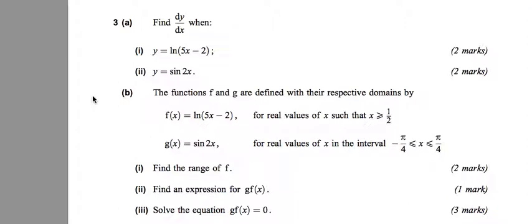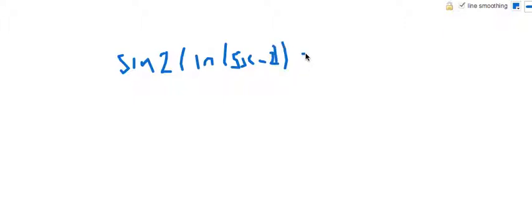Yeah, so the g of f is going to be sine. I'm sorry, the mouse I've got is even worse than normal. So sine 2, and then we're replacing x with log 5x minus 2. This is why I don't want to write tonight, because my mouse is awful. Okay, and that equals 0.